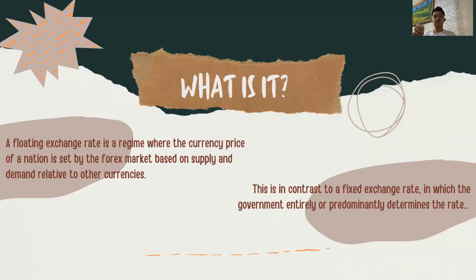So what is the floating exchange rate regime? A floating exchange rate is a regime where the currency price of a nation is set by the foreign exchange market based on supply and demand relative to other currencies. This is in contrast to a fixed exchange rate, in which the government entirely or predominantly determines the rate.